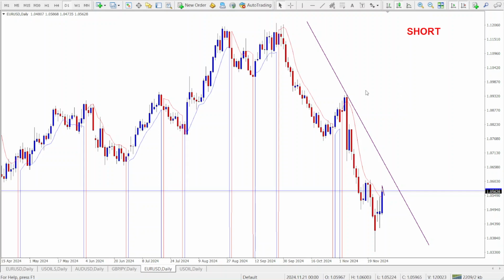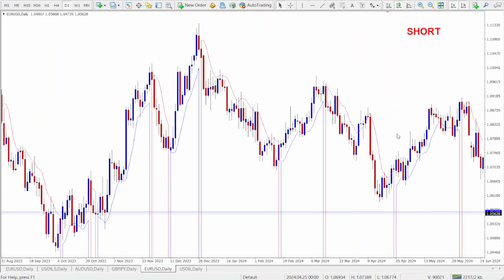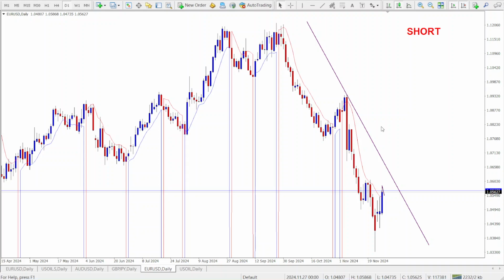In addition to indicating the overall trend direction, the indicator also uses colored lines to show dynamic support and resistance levels. If you observe carefully, you will see that the blue lines were always serving as dynamic support. As you can see, our price was bouncing off the blue line.